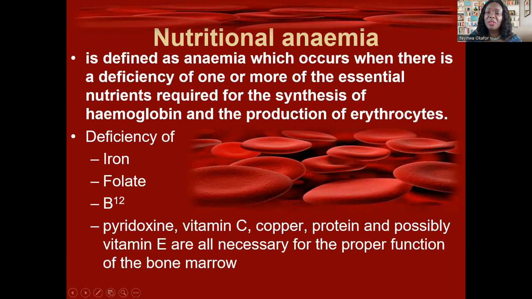Examples of those nutrients that we'll be looking at are iron, folate, vitamin B12, pyridoxine, vitamin C, copper, proteins, and possibly vitamin E. All these things are necessary for red cell production. And when they are deficient, the individual develops one form of nutritional anemia or the other. You have iron deficiency anemia, megaloblastic anemia. All these are anemias that can occur due to deficiency of one form of nutrient or the other. And today, we are going to be looking at iron deficiency anemia.